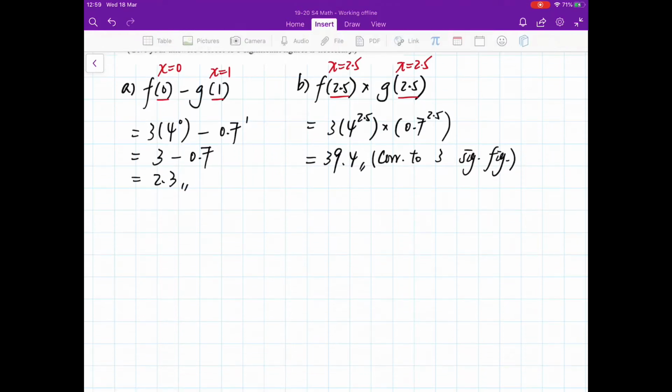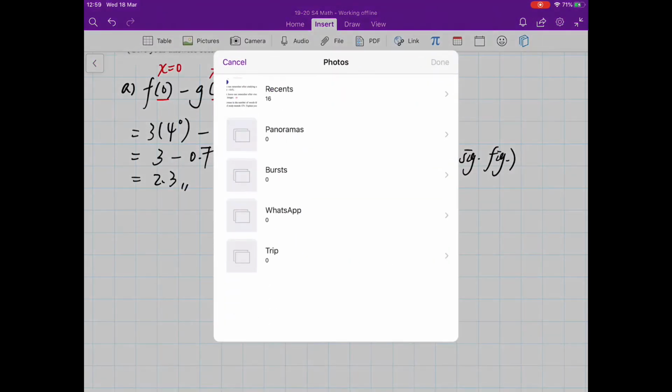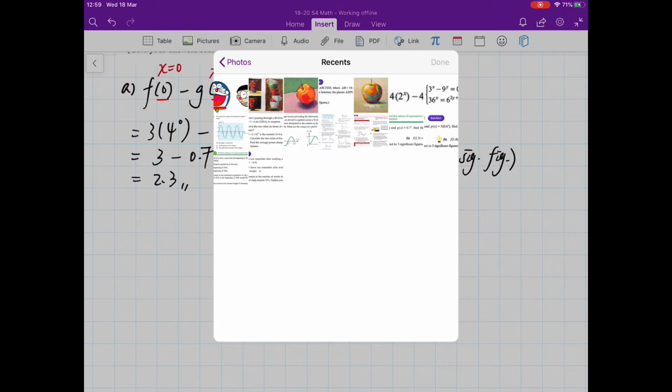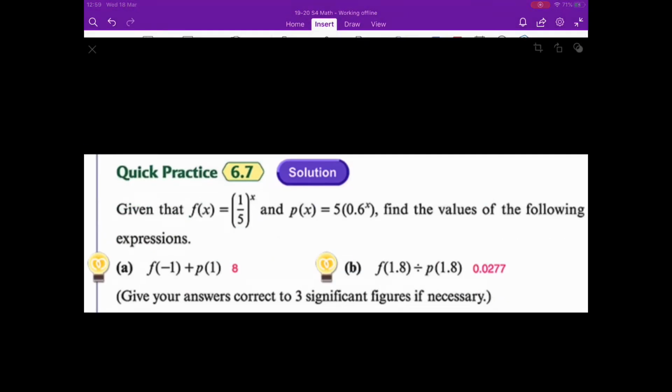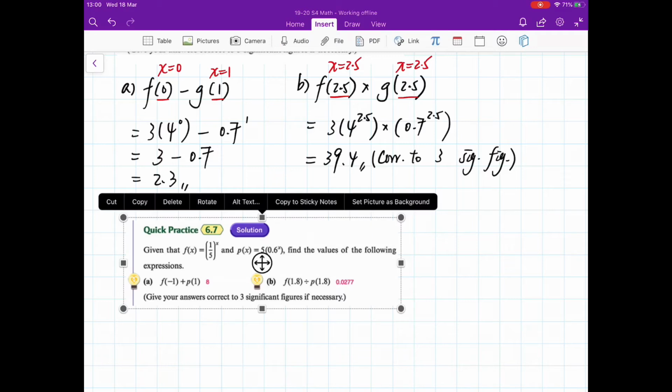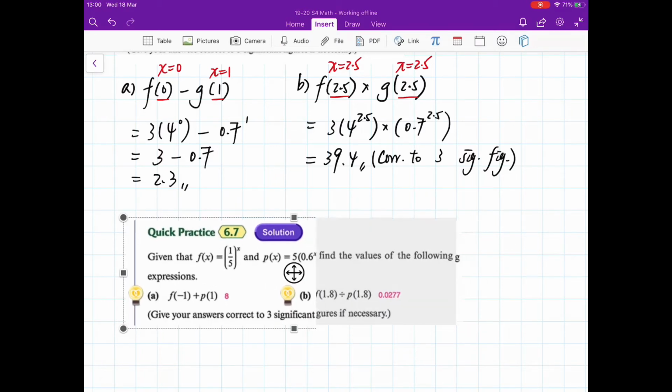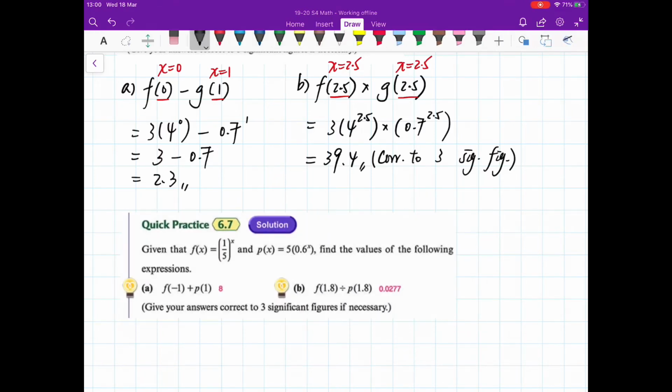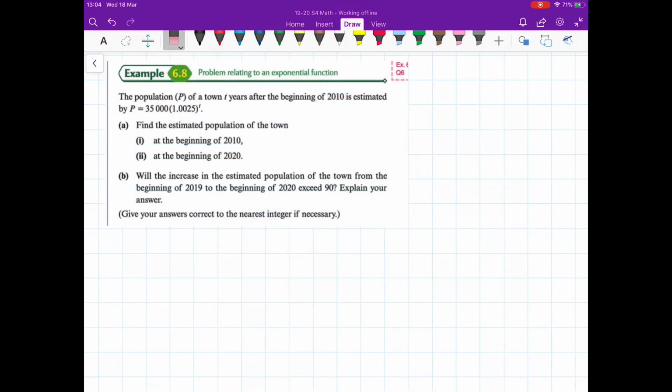Okay, so after this example, please help me to finish the following quick practice, which is quick practice 6.7. Okay, and it takes around 3 minutes. So you can pause the video.